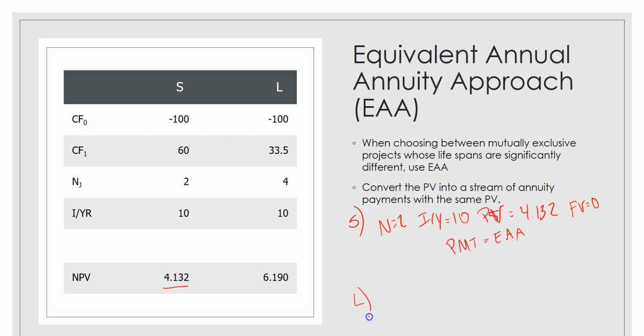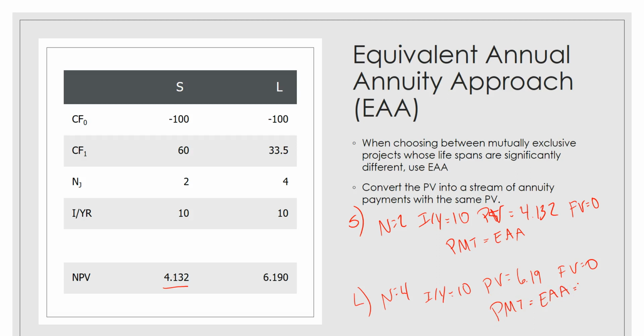We do the same thing for long. Here we have a 4-year project though. Same discount rate, our cost of capital is the same. The present value is 6.19. Future value is 0. And we solve for payment, which is our equivalent annual annuity.